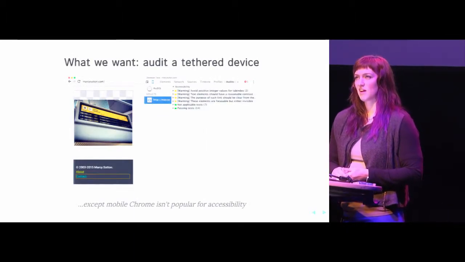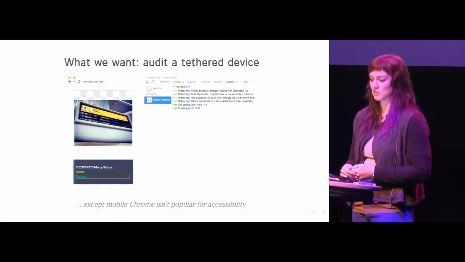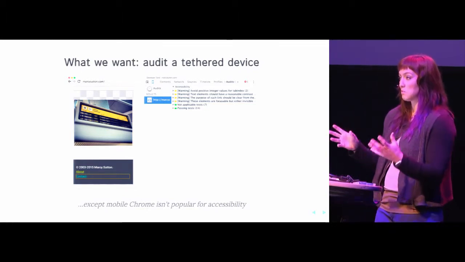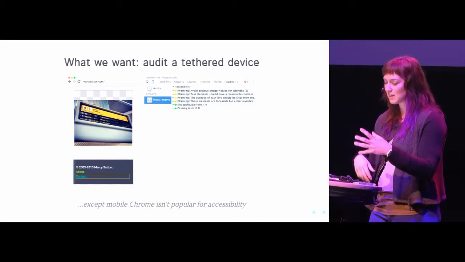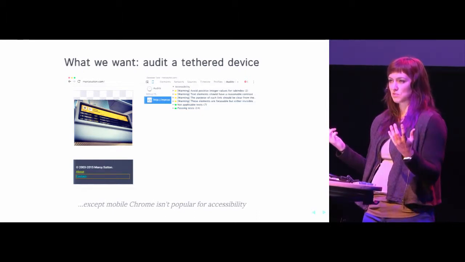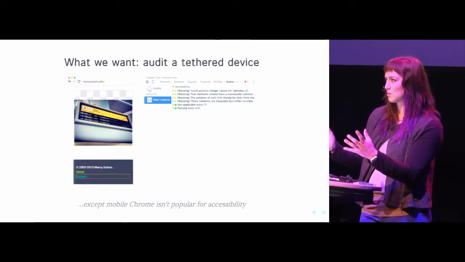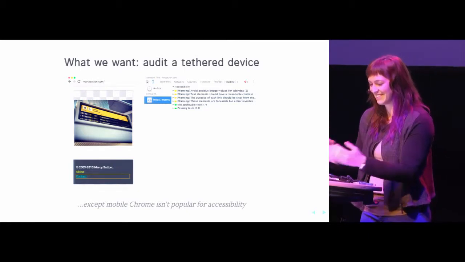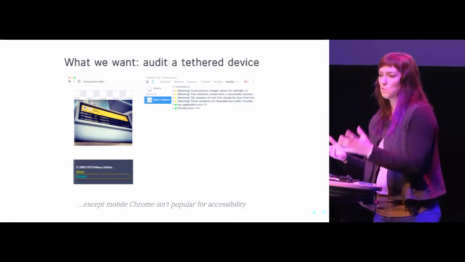I discovered the other day you can actually run an audit against Chrome for Android. So this is what we want. We want to tether a device, run a set of tests against it, and have it report back to us what's broken. Like, this is awesome. There's one problem. Nobody uses mobile Chrome for accessibility yet. So this is a great example of what we want.